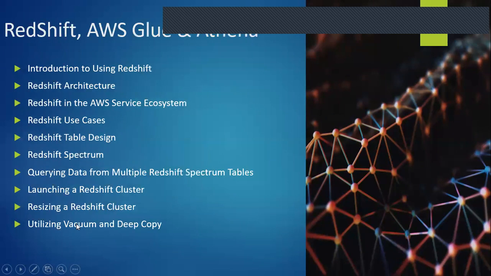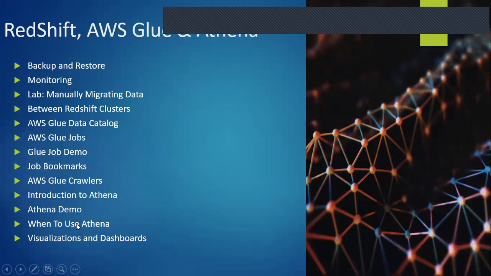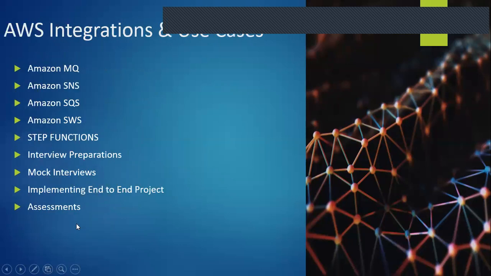Then we have the data warehousing concept that we will understand with the help of Redshift. Then we have Glue and Athena. Post Glue and Athena, we are going to talk about AWS integrations and use cases, how exactly these different services come together to build a complete data engineering pipeline on the cloud stack. Not only that, we are going to talk about case studies and real-time projects.